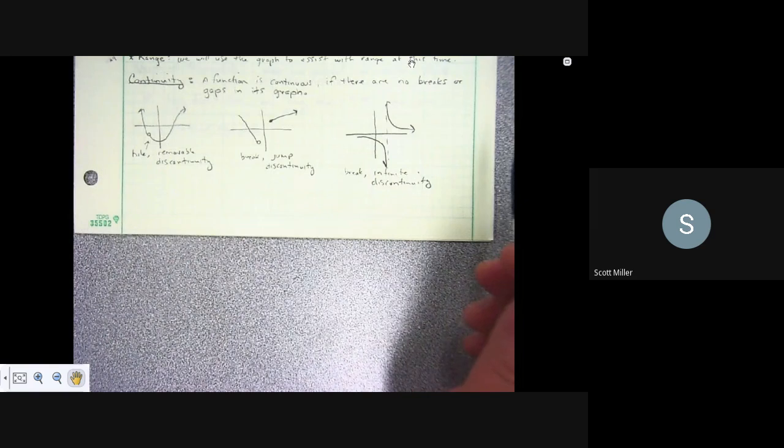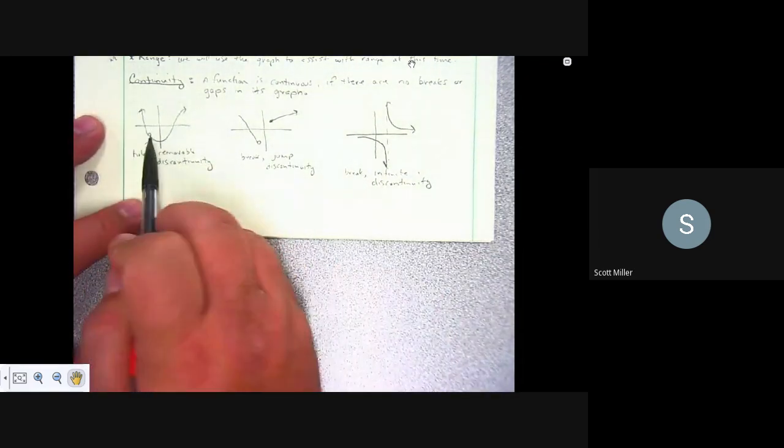If I can draw the graph without lifting my pencil, it's continuous. Okay? So if I have to lift my pencil or there's a break or a gap in it, what do we have? You're going to experience graphs that have a hole in them.